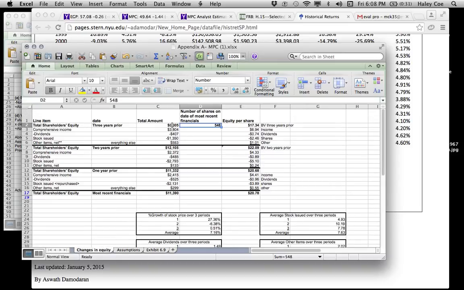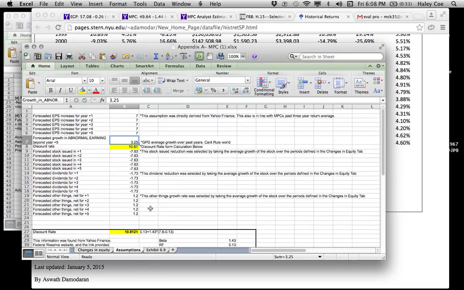As you know, we entered in all the information as we previously saw from the consolidated balance sheet and the statement of changes in shareholder equity. And we saw that $20.78 should be the current value of the stock based off these numbers, or book value of the stock. Then we made our assumptions.